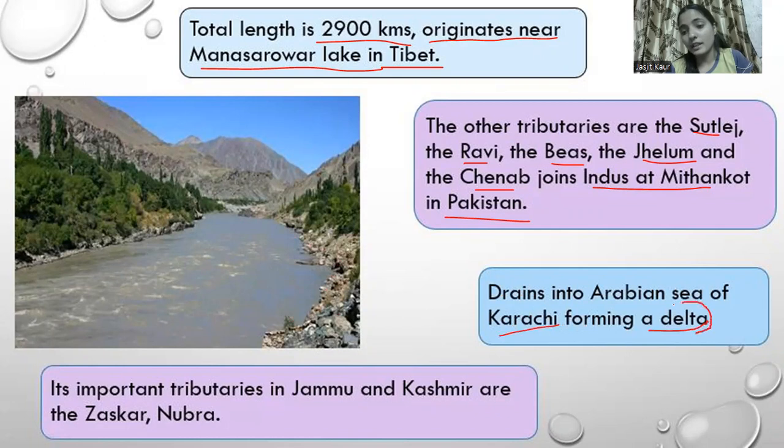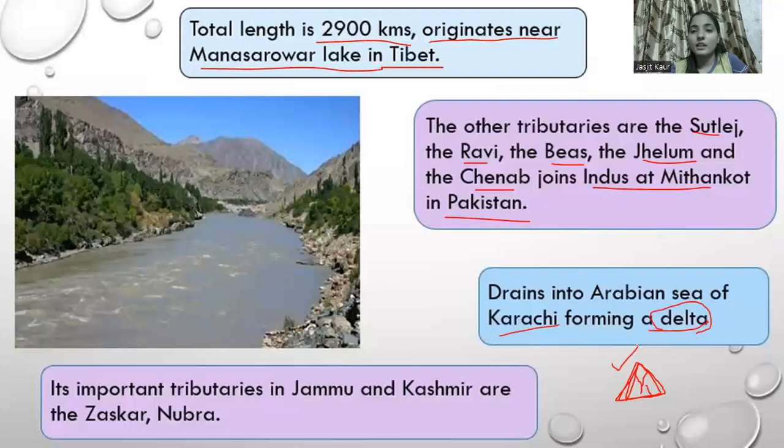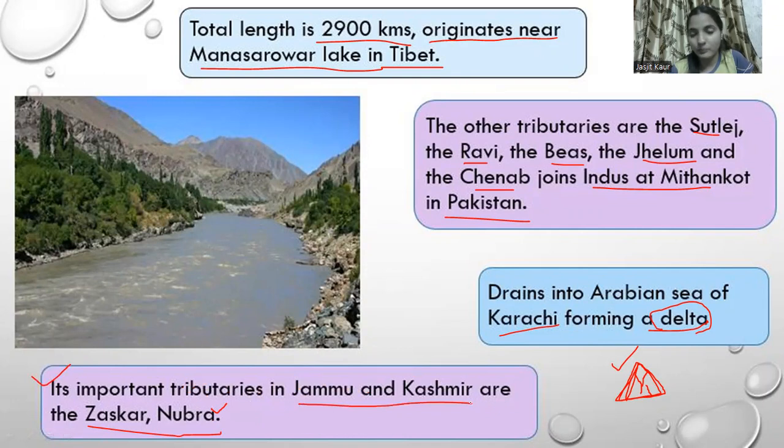So what do we mean by delta? Yes, a delta is a triangular-shaped landform made at the mouth of the river. The delta forms when the speed of the river is slow. At the mouth of the river, with the help of sediments that are eroded and carried with the flow of the river, they make a delta. The other important tributaries in Jammu and Kashmir are the Zaskar and Nubra. These are the two important tributaries of the Indus River in India, located in Jammu and Kashmir.